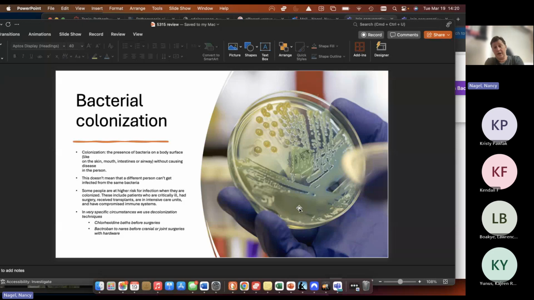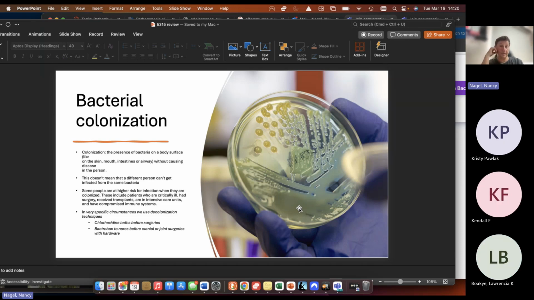Now, when people are at higher risk for infection, sometimes that shifts just a little bit, especially if they're immunocompromised. So in very, very specific circumstances, what we do is what's called decolonization.